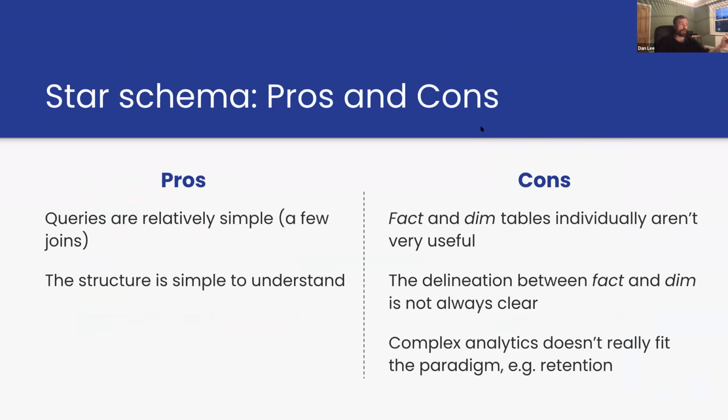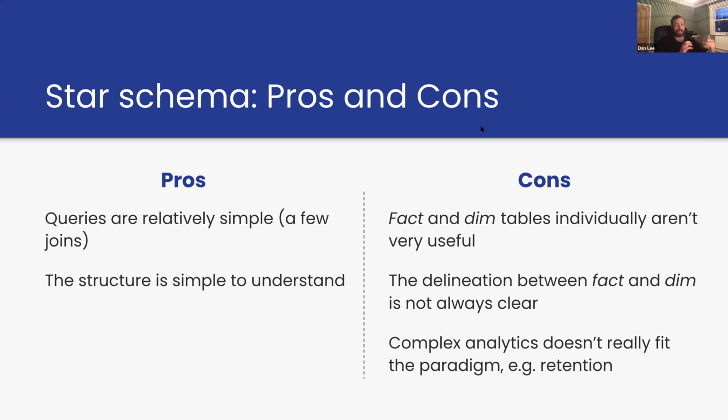So pros and cons of the star schema. On the advantages side, the queries that you have to write when working with a star schema are relatively simple. You're usually just doing a few joins, and the overall structure is pretty simple to understand. In practice, when I worked with it myself, I found that it's not ideal that the individual tables themselves aren't particularly useful. They're littered with these IDs that don't necessarily mean anything to you. So you're always at least one join away from anything useful.